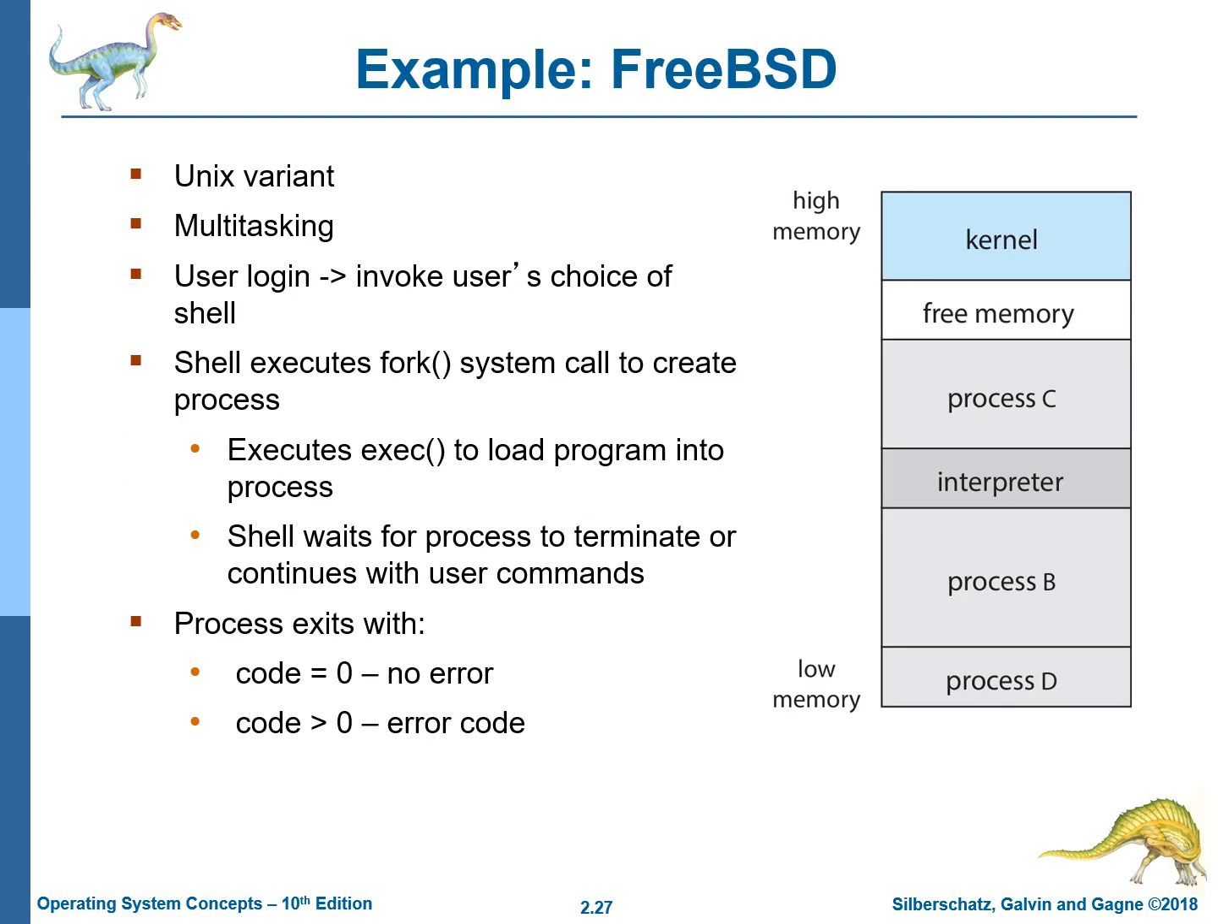For FreeBSD, we have a Unix variant and it's multitasking. When a user logs in, it invokes the user's choice of shell, and the shell executes the fork system call to create the process, executes exec to load the program into the process, and the shell waits for the process to terminate or continues with user commands. The process will exit with code equal to 0, which means there's no error, but if the code is more than 0, it means there's an error code.